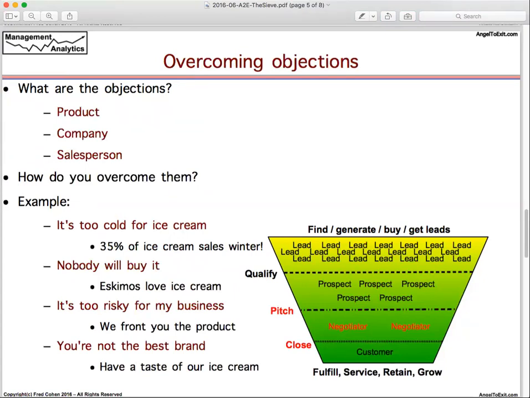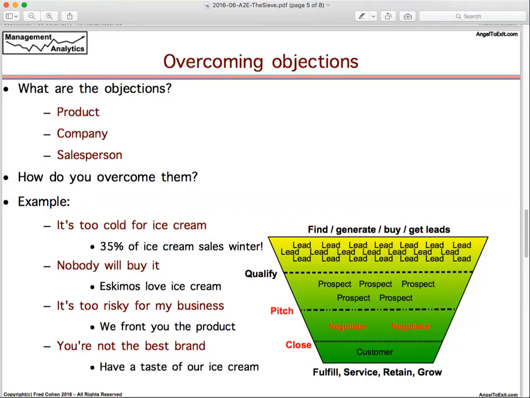Next, of course, you overcome objections. So you have to understand what the objections are. Typically, they're to the product, the company, or the salesperson. And how do you overcome them? For example, it's too cold up here for ice cream. And then maybe the way you overcome that is by explaining that 35% of all ice cream sales are in winter. Now, just to be clear, I don't know that any of these things are facts. I'm making it all up. But if you're going to be explaining this to other people and successful in business, you're going to get real facts. Nobody will buy it.